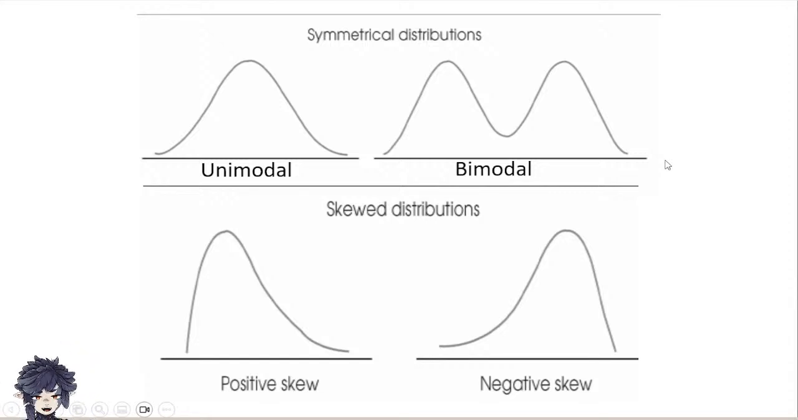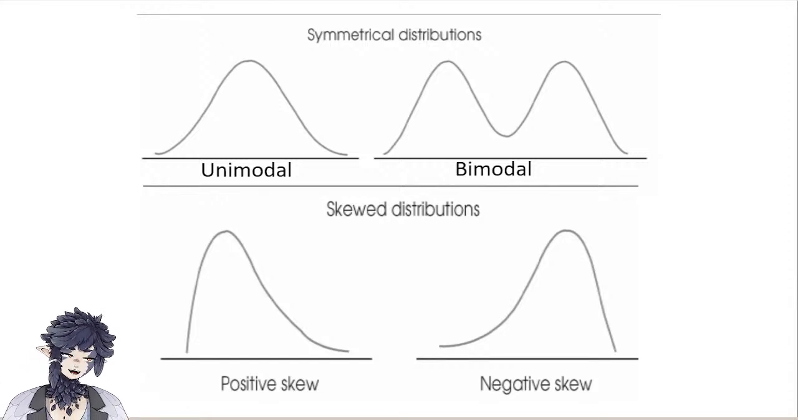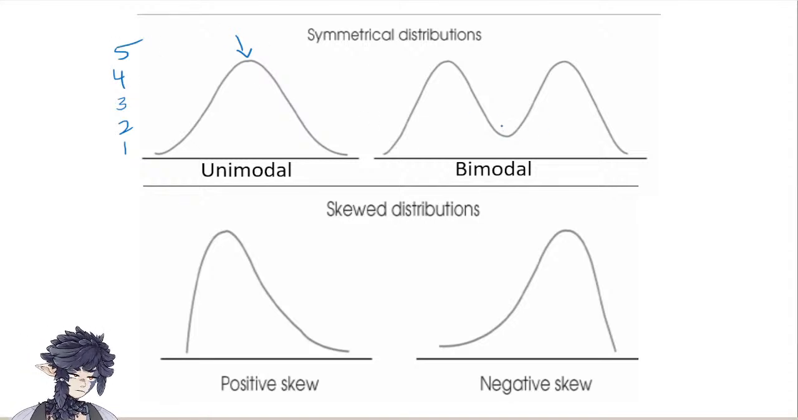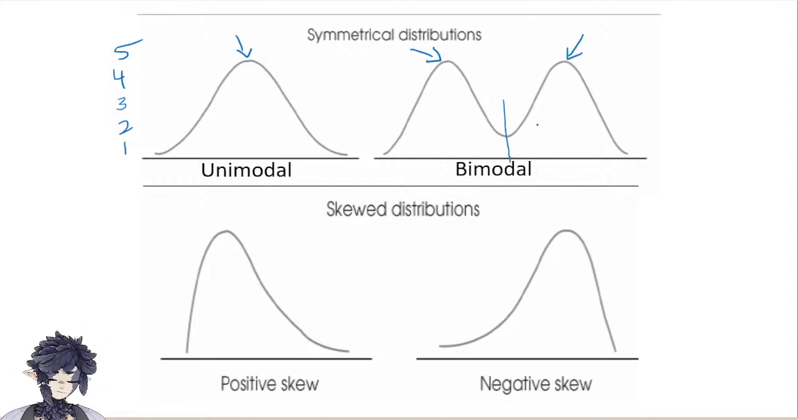So here's nicer pictures that weren't drawn by me. Up here we have a unimodal symmetrical distribution. There's one most common score. Remember, the higher parts of the distribution are the things that are the most common. The lower parts are the things that are the least common. So let's say there's 1, 2, 3, 4, 5 people with this score, you know? This is a bimodal distribution. Again, if you fold it in half, it's symmetrical. But there are two most common scores, here and here.